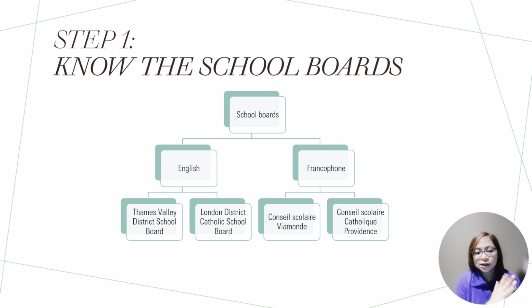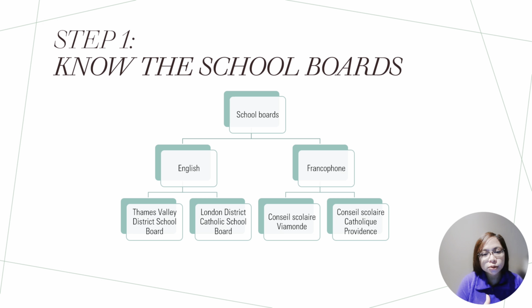Next is the step-by-step registration process. Number one is to know the school boards. For example, here in London, Ontario, where we are, there are several school boards, not to mention the private ones. I'm only going to discuss the public schools with you. There are English school boards and there are Francophone school boards. Francophone means French speaking, that's their first language.